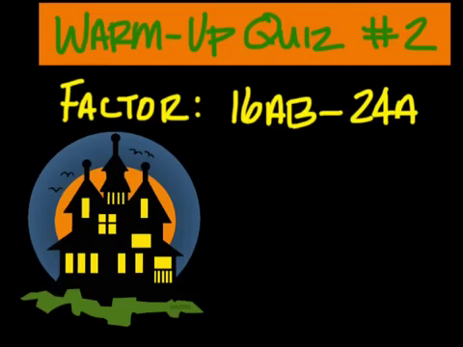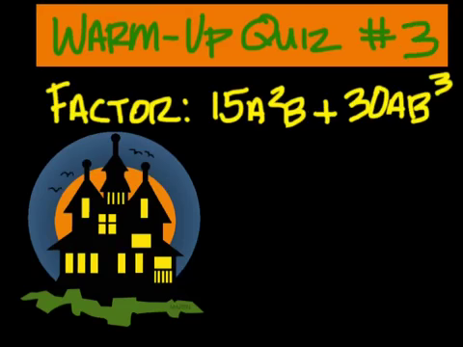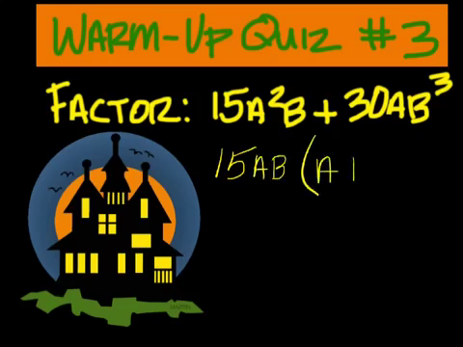Here we go. For this one, you can take out an 8a and be left with 2b minus 3. For this one, you can take out a 15ab out of everything and be left with an a plus 2b squared.